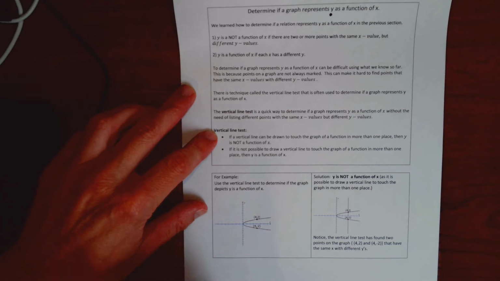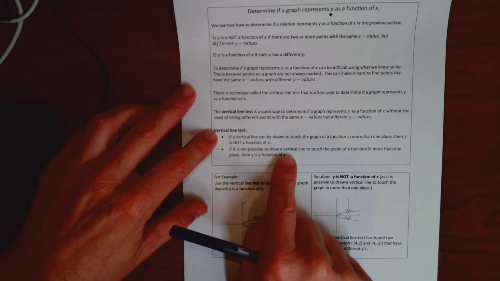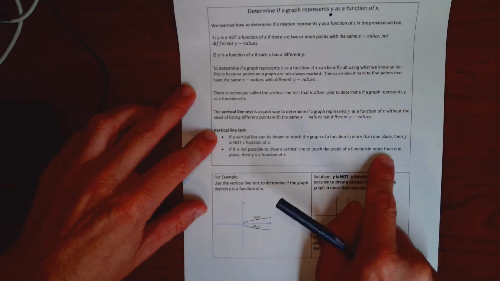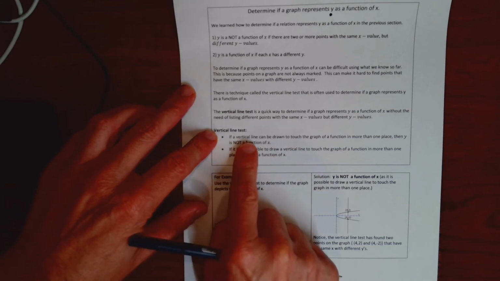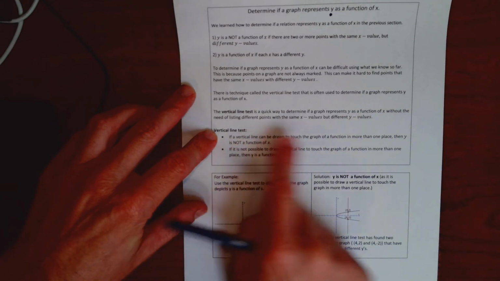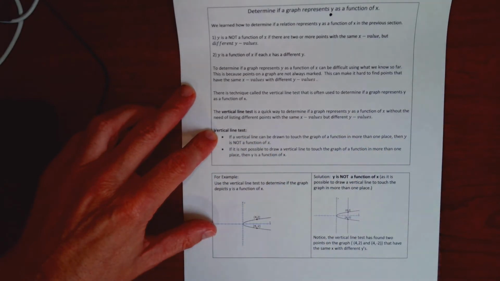If it's not possible to draw a vertical line anywhere to touch the graph of the function in more than one place, then y is a function of x. If it's possible even only in one place to draw a vertical line to touch the graph of the function in more than one place, then y is not a function of x.